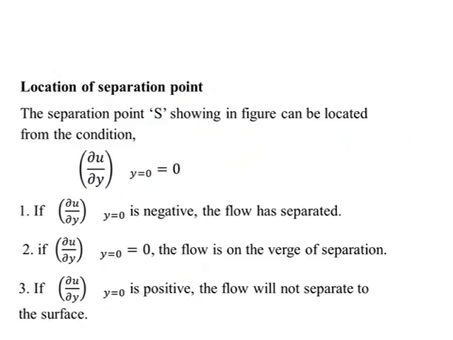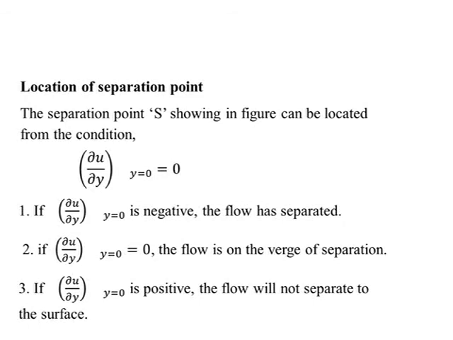Location of the separation point. The separation point, as shown in the figure, can be located from the condition ∂u/∂y at y equal to 0 is equal to 0. First, if ∂u/∂y at y equal to 0 is negative, the flow is separated. In the second case, if ∂u/∂y at y equal to 0 is zero, the flow is on the verge of separation.